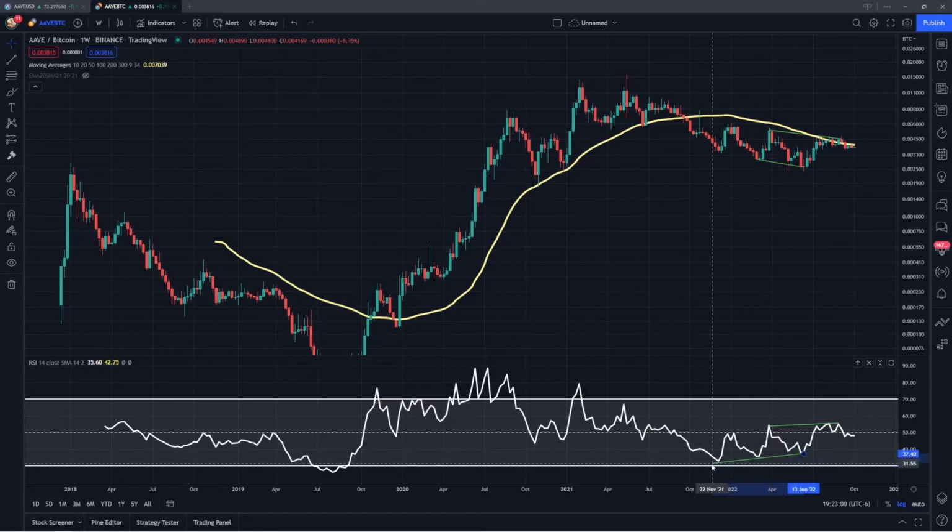So if I just restructure these lines to basically outline that uptrend, you can see it has been fairly consistent over the last few months, and this is something that I think is very important, especially if AAVE Bitcoin can start to reclaim the 50 level, which for the RSI is the neutral period. That is typically when you transition from either bearish to bullish or from bullish to bearish, depending on where you are with respect to this midpoint.